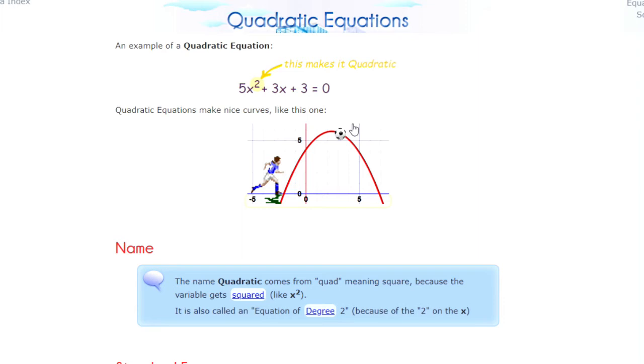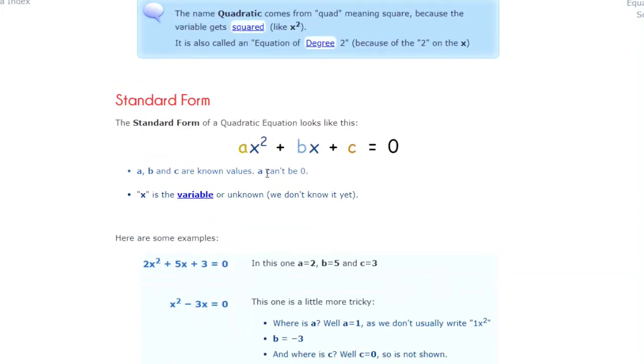We will see first. So this is a quadratic equation, and why is it called a quadratic equation? Because it has this square. This square is also known as quad, and therefore this equation is known as a quadratic equation. It is also known as an equation of degree 2 because it has 2 on the x. This is the standard form of a quadratic equation.